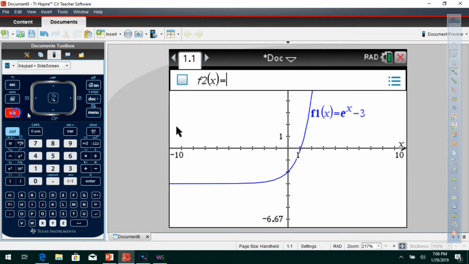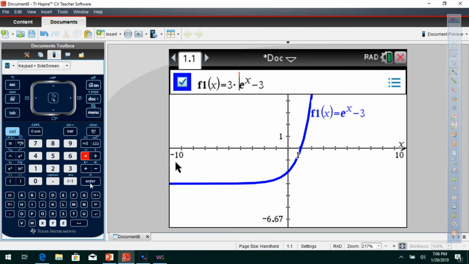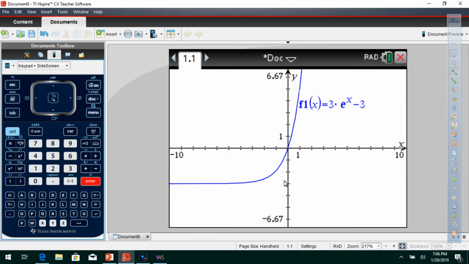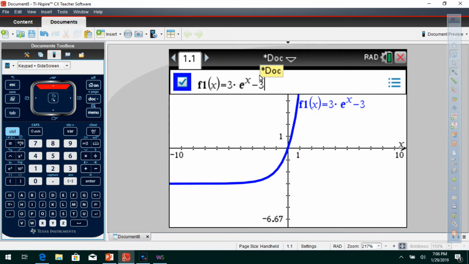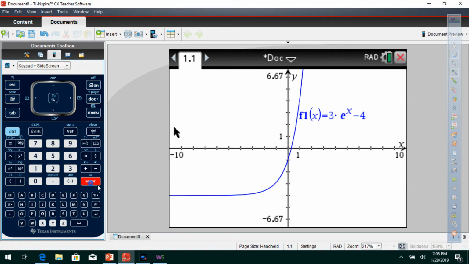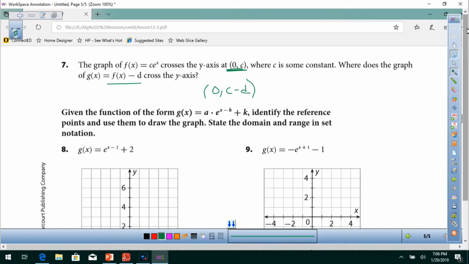I wonder, let's just spitball in here. 3 times and then c. Oh, well, that put it back through 0. So you tell me, this is too cool. We got to try this again. What if we put a 4 in there? What would happen then? Oh, it would go through -1. Are you seeing a pattern yet? So where would it cross? It would cross at 0, and then c minus d. Isn't that cool? All right.